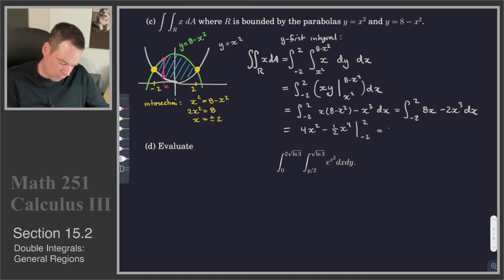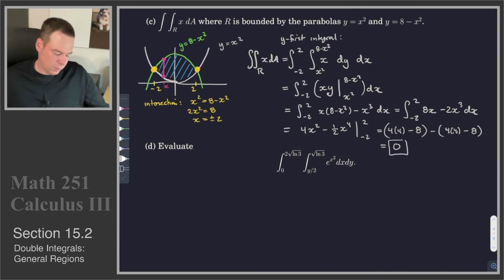And so that's going to be 4 times 4 minus 1/2 of 16, or 8, minus the same thing we get when we plug negative 2 in, which is 4 times 4 minus 8. And so I get 16 minus 8, or 8 minus 8, which is 0. So our final result for this integral is 0.